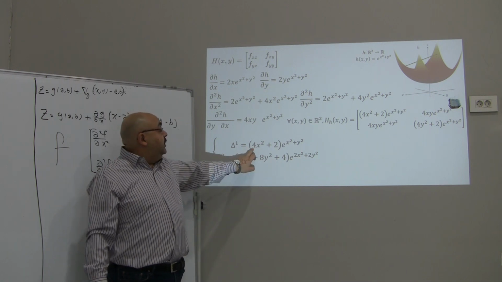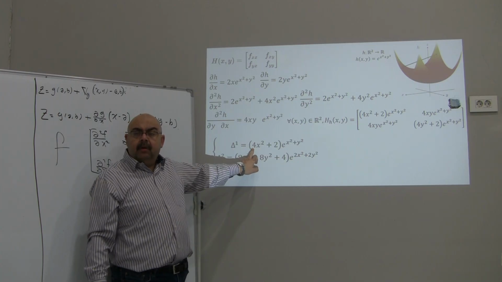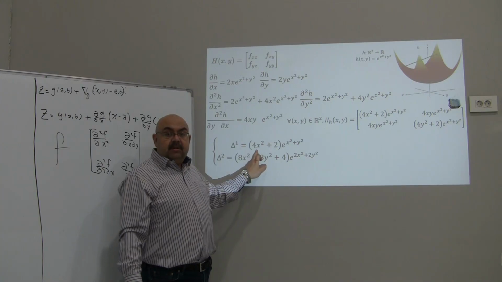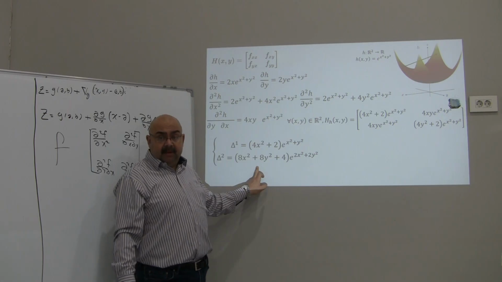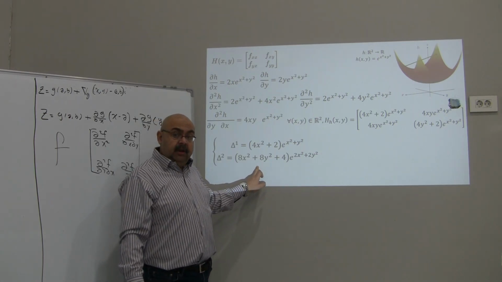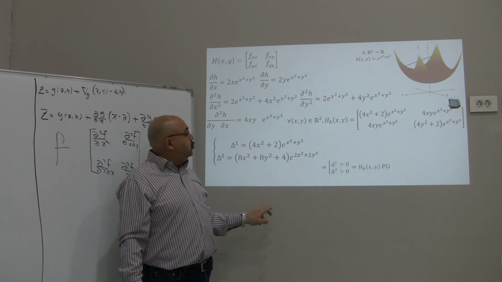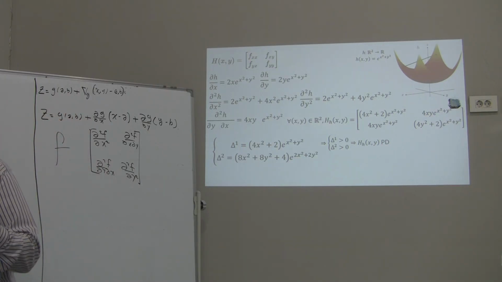Okay, let's take a deep look at this one. Is it possible to be negative? Look at this component. This is the first minor, which is greater than 0. And that's the second principal minor. Is it possible in any manner that this is going to be negative? No way. So both of them are greater than 0, which represents the case of positive definite. Once it is positive definite, it means it's a strictly convex function.